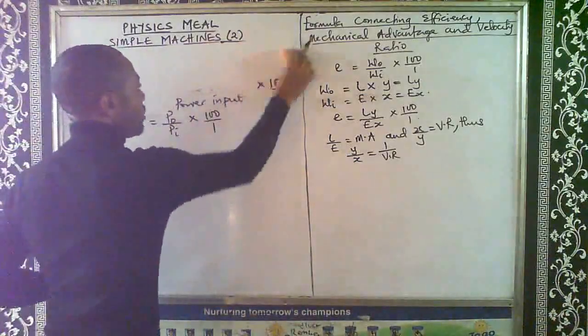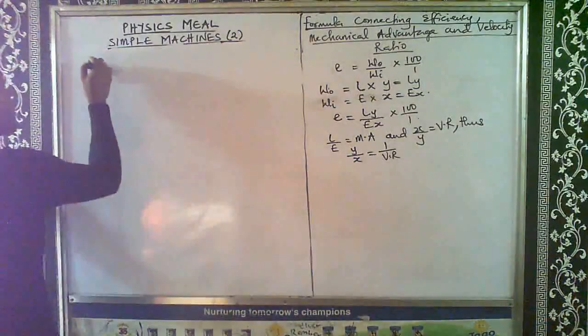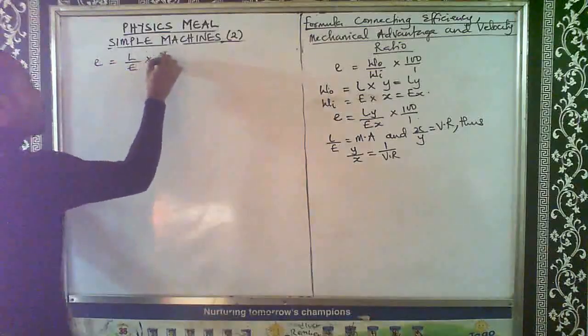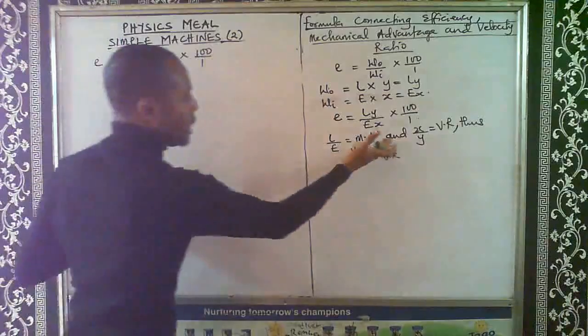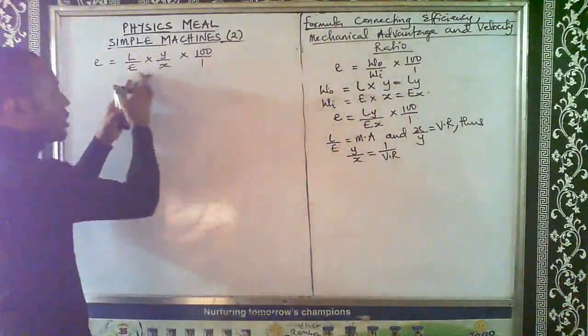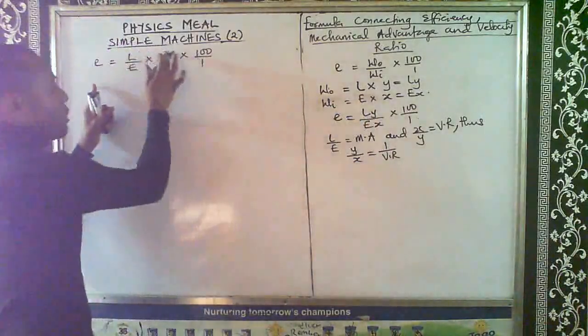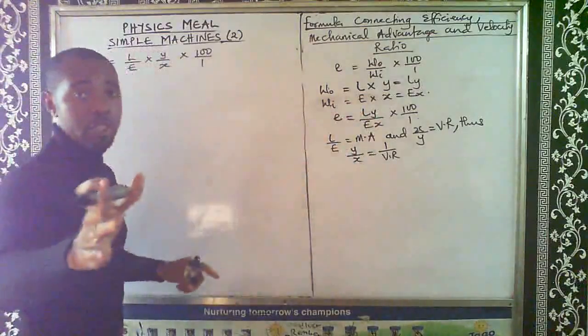Let's first of all separate them in such a way that it will be easy for us to do so. We can say efficiency is L over E times Y over X times 100 over 1. So now we have written it in an alternative form, which is L over E times Y over X. If you multiply this, you have LY; you multiply this, we have EX. So we did not change anything.